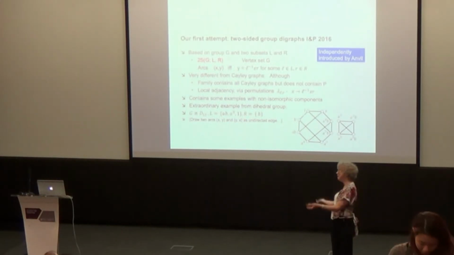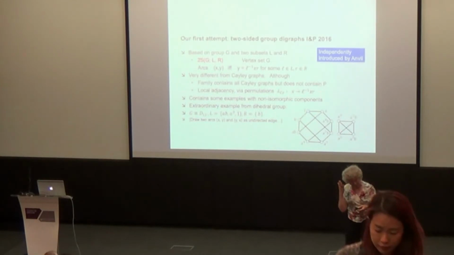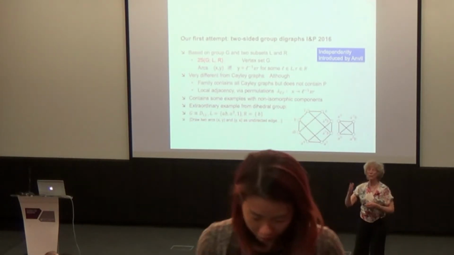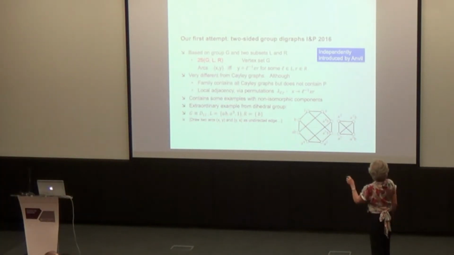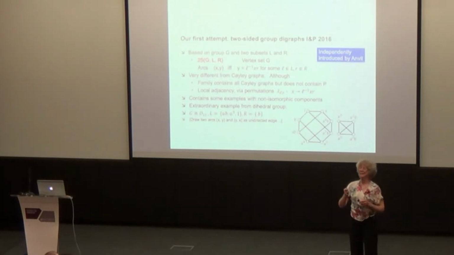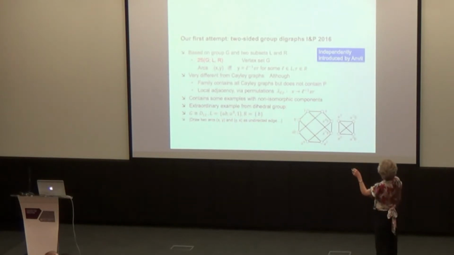So even though this looks a little bit different, the Petersen graph is not one of these 2-sided group digraphs, as we call them. Actually, that wasn't our name for them, but a very enthusiastic referee strongly suggested that we change our name into this. So we call them now 2-sided group digraphs. So we failed. We didn't contain the Petersen graph.